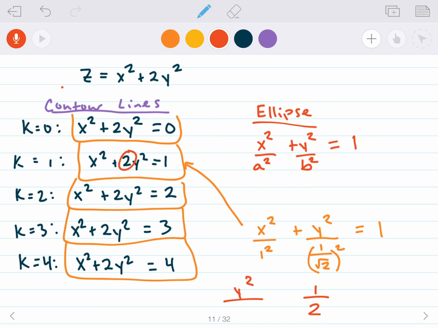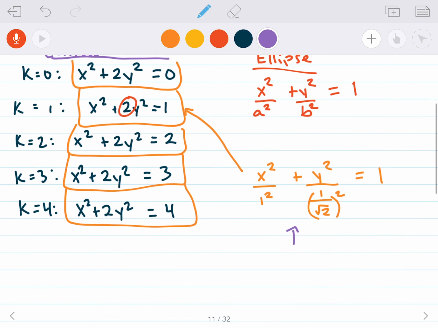Y squared over 1 over 2 is the same thing as 2 times y squared. So that's how I went between the two there. And so this is the exact form of the ellipse. What this tells me is that the distance along the x-axis is 2 times a, or 2 times 1, which is 2.